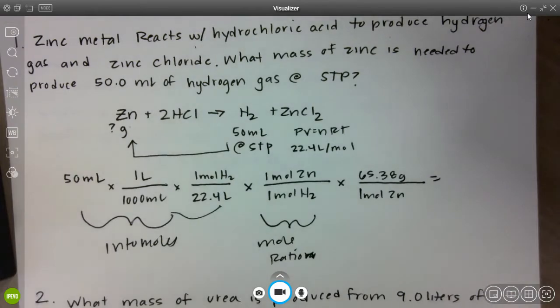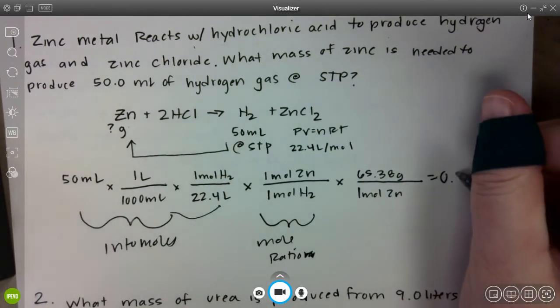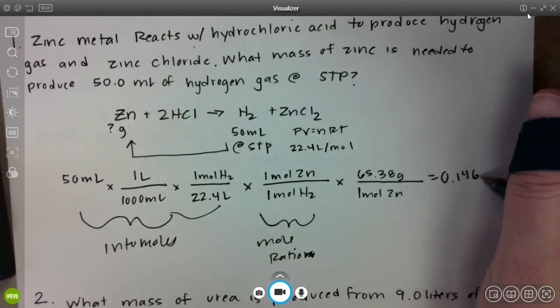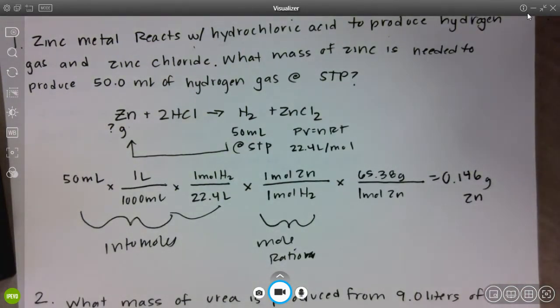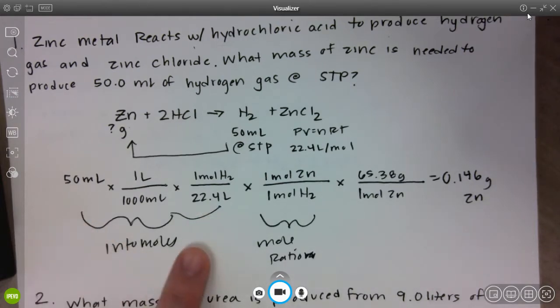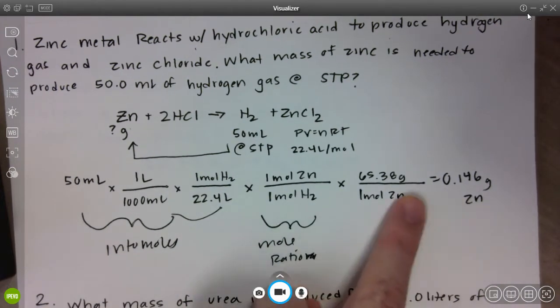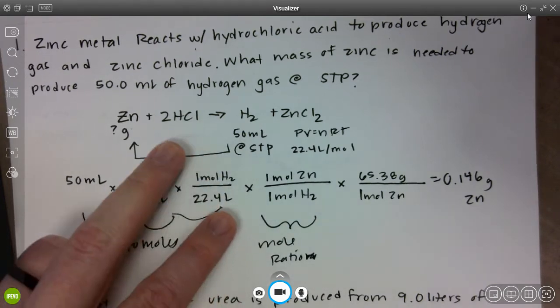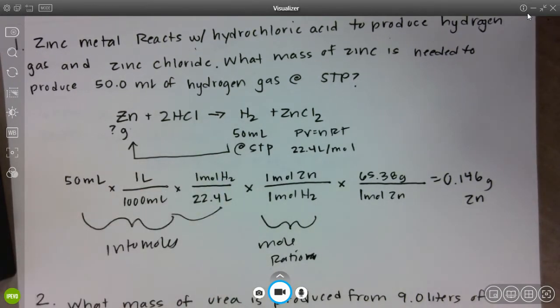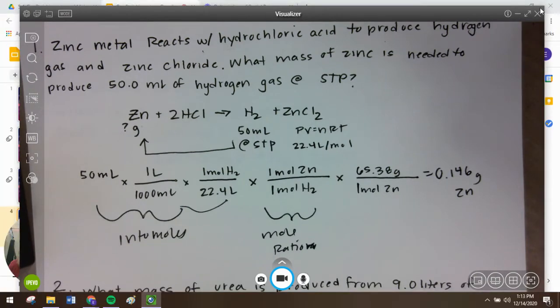So I end up getting 0.146 grams of zinc are necessary to make that happen. Okay, so this is just like stoichiometry that we've done in the past, but we've got to get our starting information into moles in a different way. Now, I could reverse this, and I could give you the grams and ask you to solve for how much gas you would make. And in this case, you would just invert the 22.4. Okay, so that is one way that you can do that.